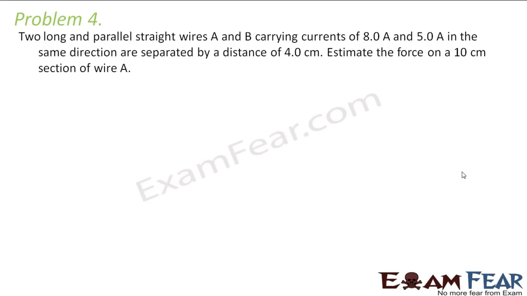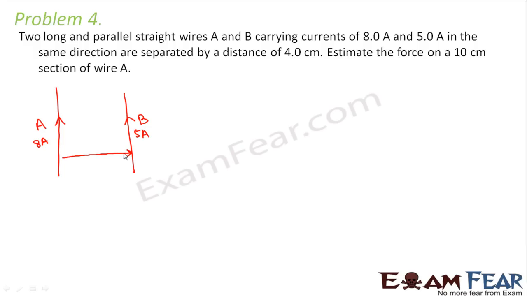Look at the fourth problem, which says that two long parallel straight wires A and B, let us suppose these are the two parallel straight wires A and B, carrying currents 8 amperes and 5 amperes in the same direction, separated by a distance of 4 centimeters. Estimate the force on a 10 centimeter section of wire A. So that means on a 10 centimeter section of wire A, you have to calculate the force.